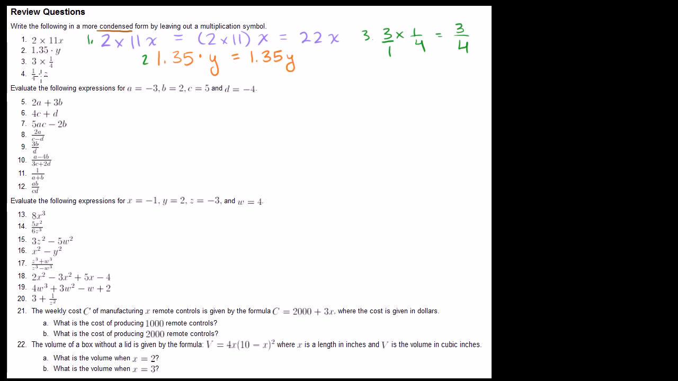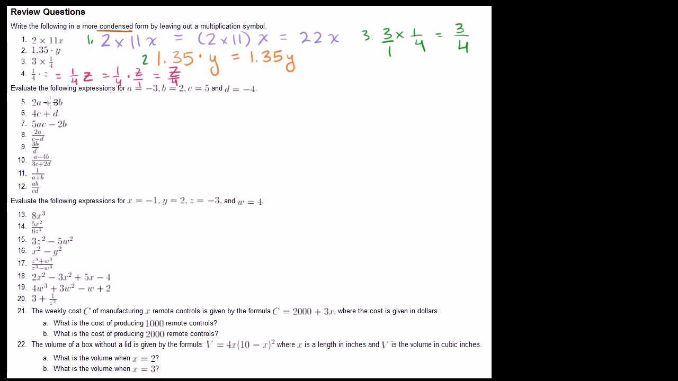And then finally, you have 1/4 times z. We can do the exact same thing we did up here in problem number 2. This was the same thing as 1.35y, which is the same thing as 1.35 times y. So down here, we could rewrite this as either being equal to 1/4 z, or we could view this as being equal to 1 over 4 times z over 1, which is the same thing as z times 1 over 4 times 1, or the same thing as z over 4. So all of these are equivalent.